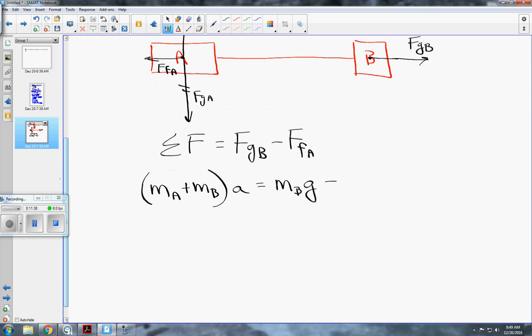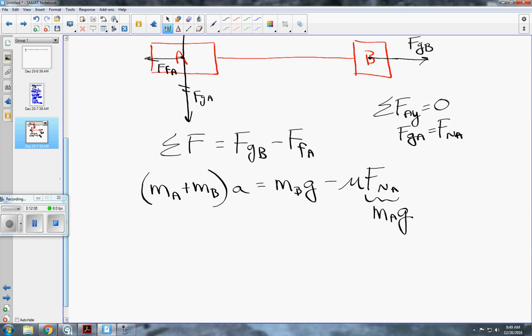And then we subtract the force of friction on A, which is equal to mu times the normal force on A. And we know from our last set that since the sum of the forces on A in the y direction is equal to 0, the magnitude of the force of gravity on A is equal to the magnitude of the normal force on A. They are in opposite directions, though. So then this is going to be mass of A times gravitational field strength.